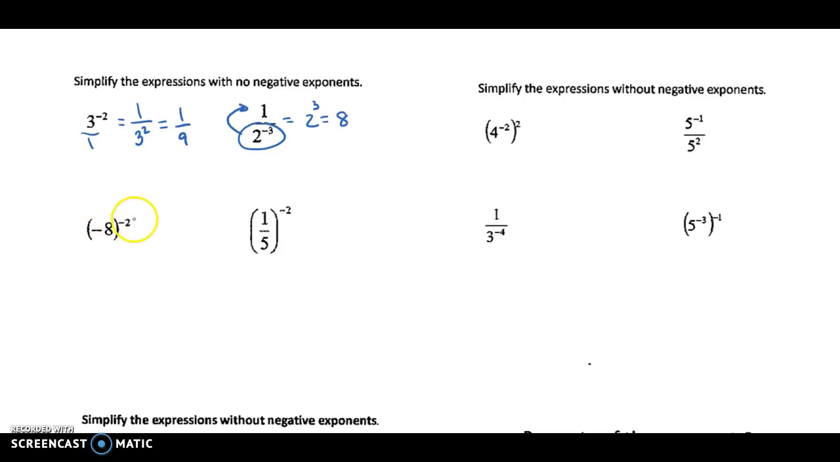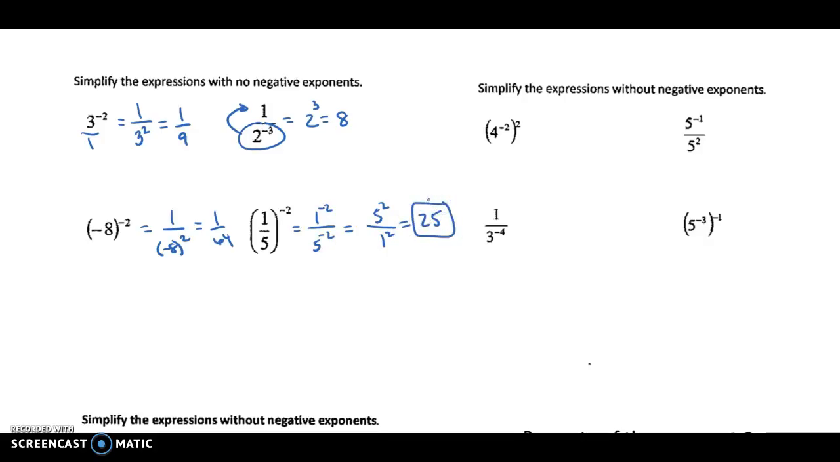Here, negative 8 is being raised to the negative 2 power. So I'm going to rewrite this as 1 over negative 8 squared. It's going to give me 1 over 64. And then this one, I'm going to get 1 to the negative 2 over 5 to the negative 2. Now, the negative exponent in the numerator comes down, and in the denominator comes up. So the 1 is going to come down and become 1 squared. The denominator is going to come up and become 5 squared. And that's going to give me 25.